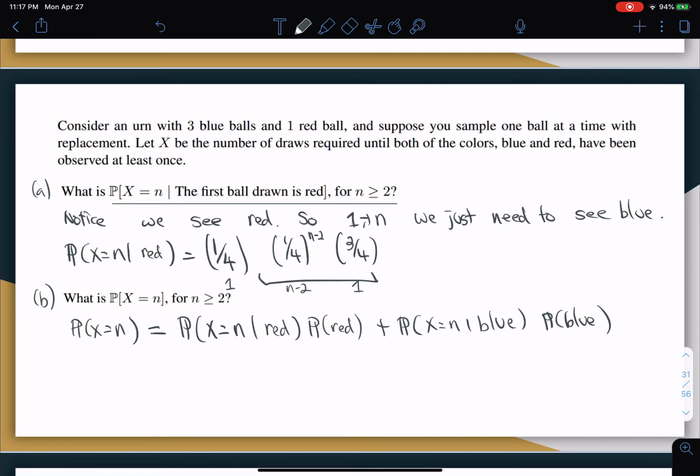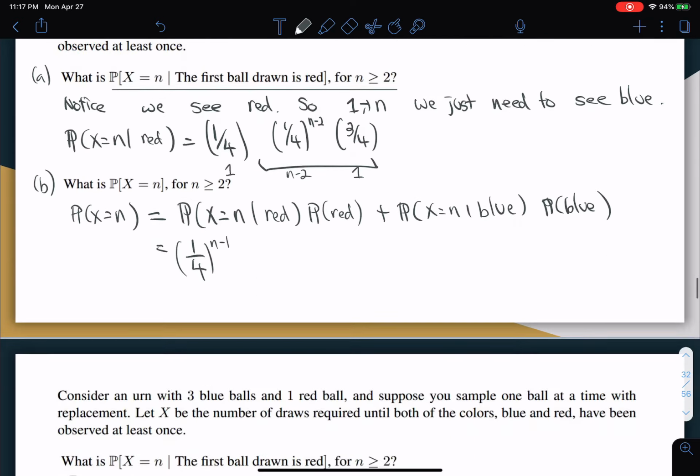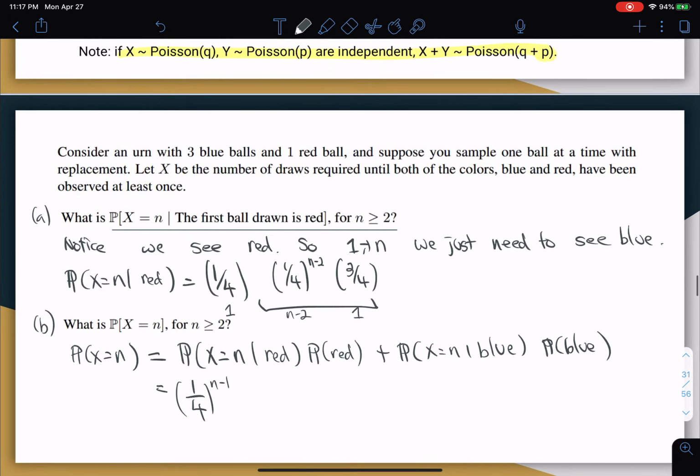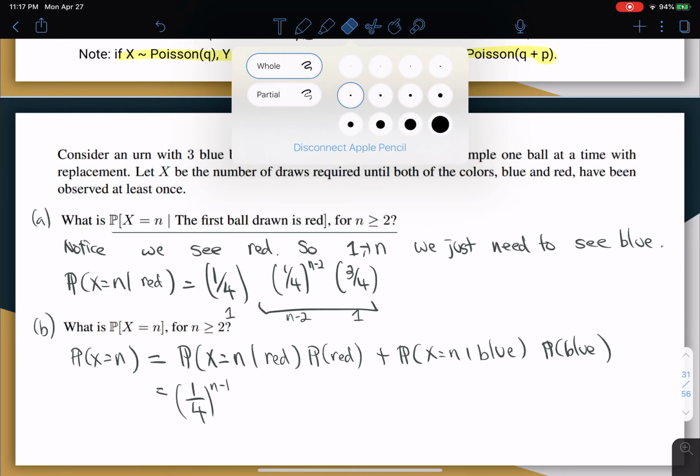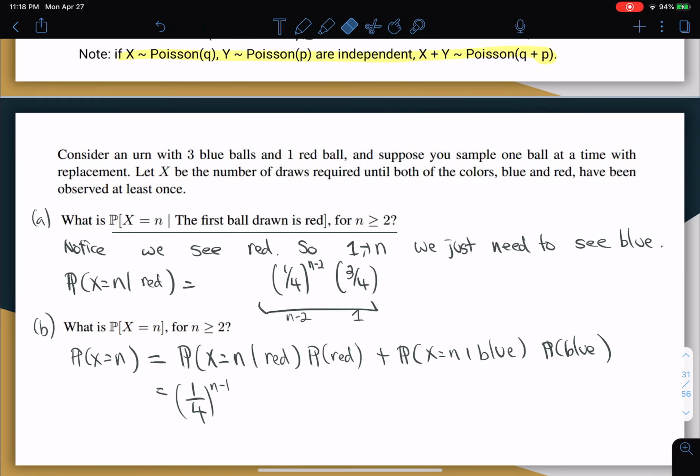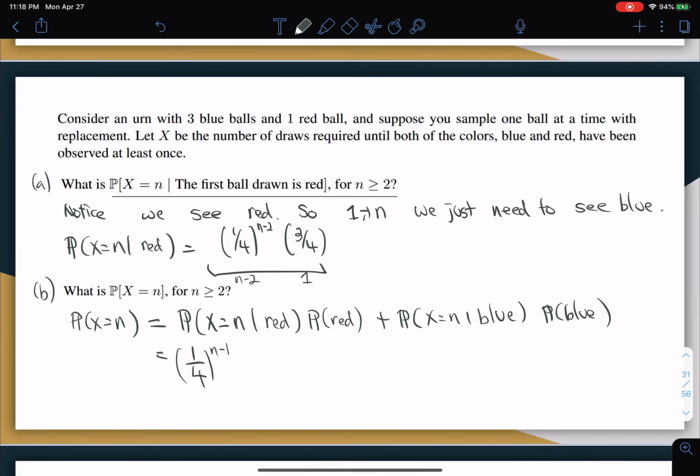Right? Let's fill the parts in. For the first one, we already have it, so we can just write that down. n minus 1. I was a little wrong here. We actually don't need this. I was thinking too far ahead. The reason we don't need that is because we are already given that the first ball is red, so we don't need that probability. Apologies on that. So we have 1 over 4, n minus 2, 3 over 4. Multiply that by 1 over 4. I was thinking a little ahead to this question. Apologies again.